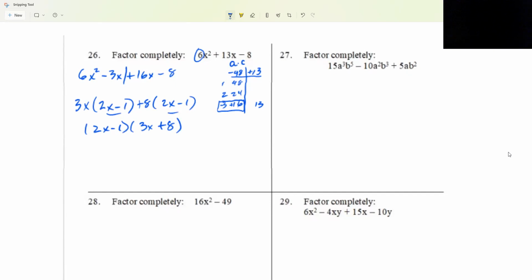For the next one here, you have to factor completely. So look at them and say, well, I have a common factor. I got 15, 10, and 5, so 5 is common. I got a cubed, a squared, and a, so a is common. And I got b to the 5th, b to the 3rd, b squared, so b squared is common. All right. So I'm going to factor out 5ab squared. That's going to leave me with 3a squared b cubed minus 2ab.